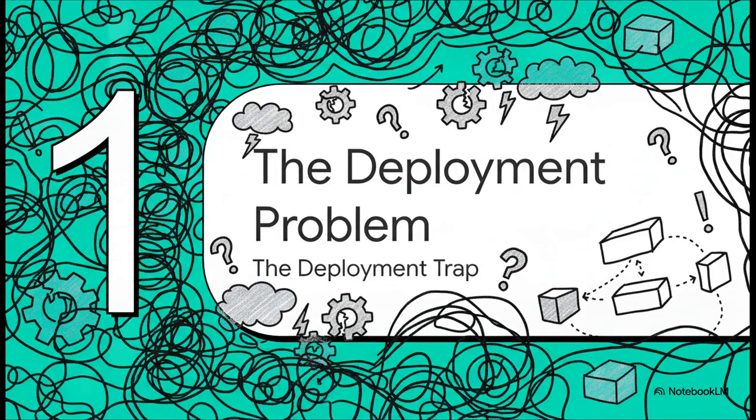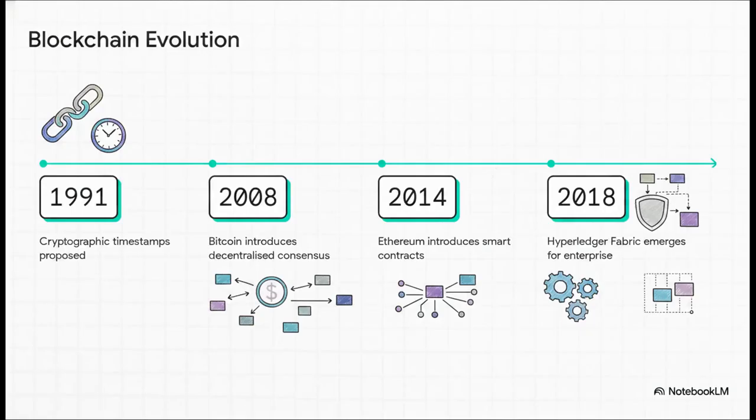Section 1. The Fabric deployment problem, or as I like to call it, the deployment trap. Let's dive into why enterprise blockchain setup is currently just so incredibly frustrating for developers. To set the stage here, take a look at how blockchain has evolved.